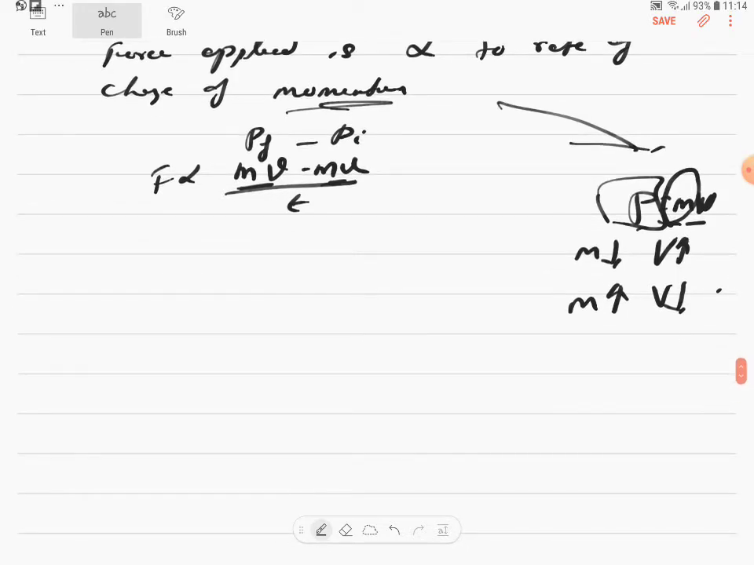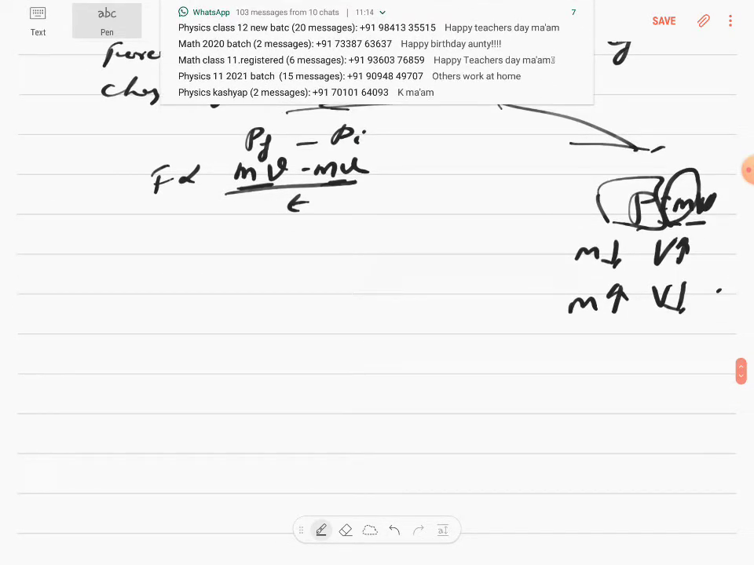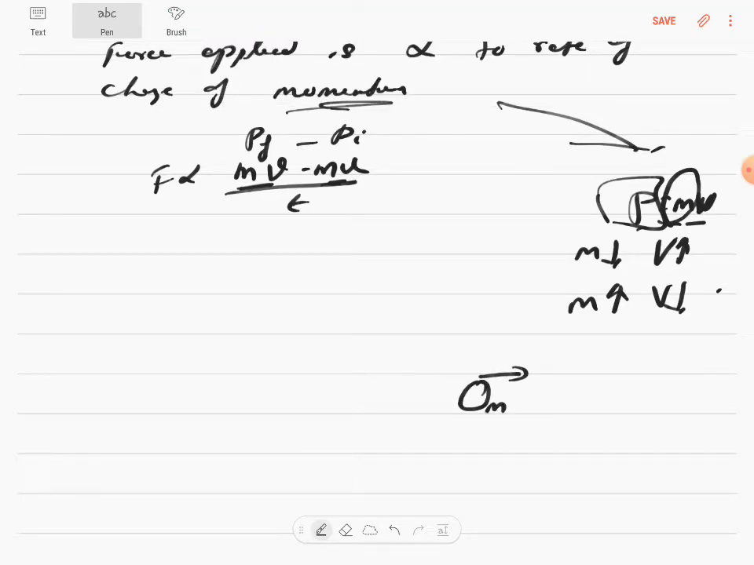See, a body may be traveling with one velocity. This body of mass m1 may be traveling with a velocity u1. Suddenly a force is acting on it. Suddenly you are putting a force on it. Its mass will remain m1, but the velocity will change to v1 because you are applying a force.